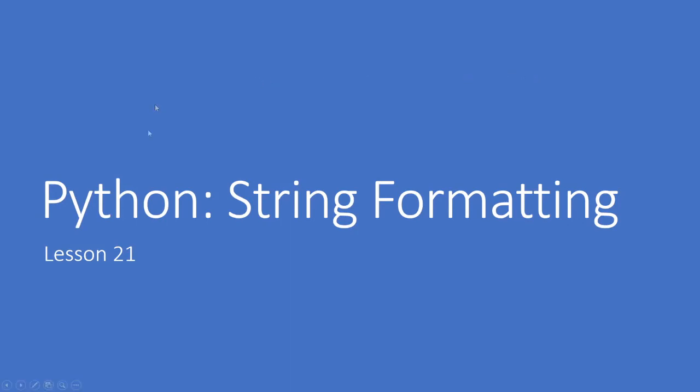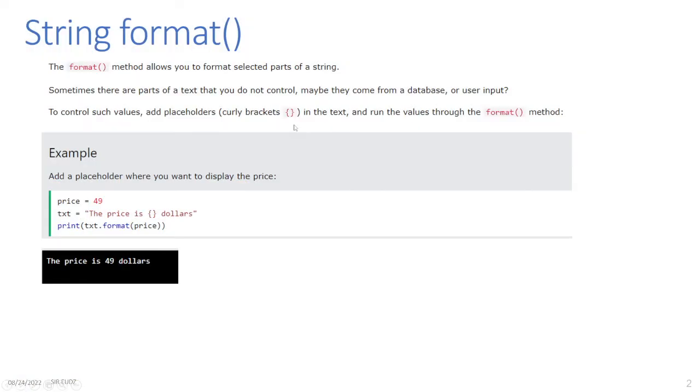For this video, we'll be talking about string formatting. We have actually discussed something about strings in my previous lectures, but now let's concentrate on string formatting. The format method allows you to format selected parts of a string. Sometimes there are parts of a text that you do not control. Maybe they come from a database or user input. To control such values, add placeholders, these are the curly brackets, in the text, and run the values through the format method.